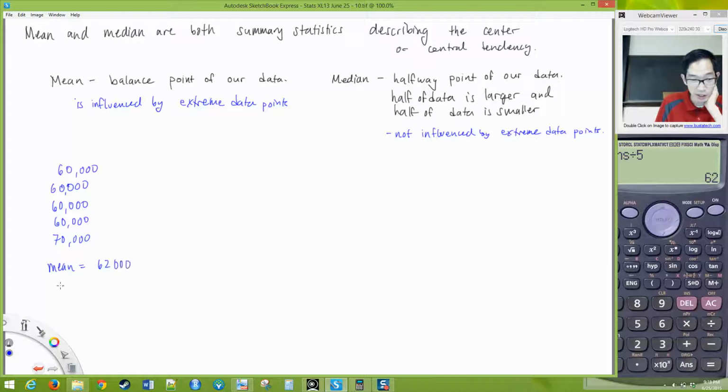And the median, okay, we have 5 numbers, right? So 5 divided by 2 is 2.5. So I should have 2.5 larger than the median, 2.5 smaller than the median. So basically I'm going to go right here, and if I pick this number, I have 2 numbers smaller than it and 2 numbers larger than it, or at least equal to and larger. And so my median would be exactly 60,000. Okay, so this is what we have here.